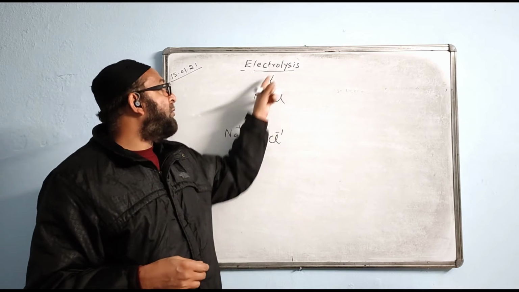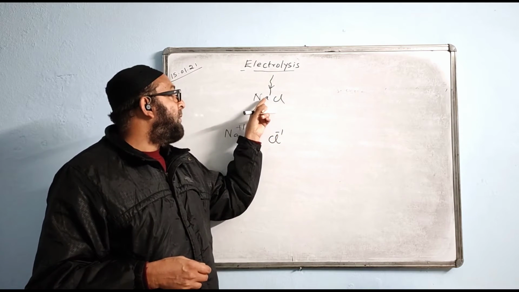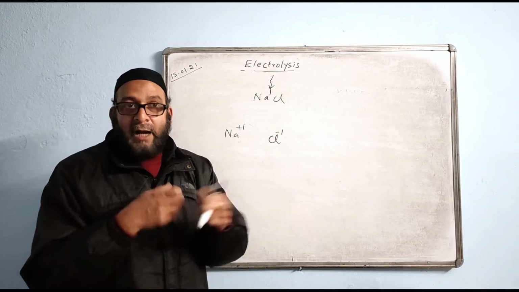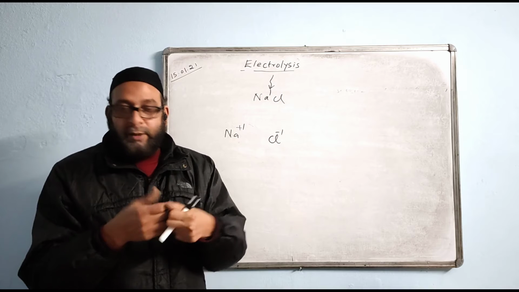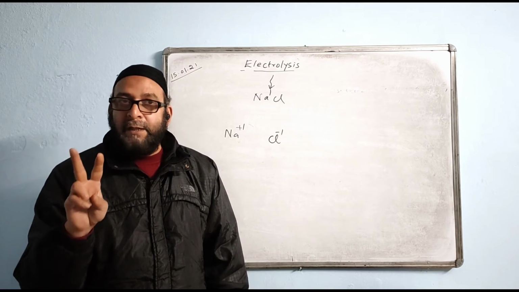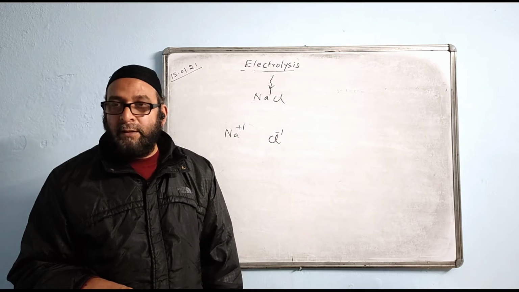So here, electrolysis means you have to take the substance in the molten state so that it contains ions, and when you pass current through it they get separated and are deposited at two conducting places. They are called cathode and anode. So that is the idea behind it.